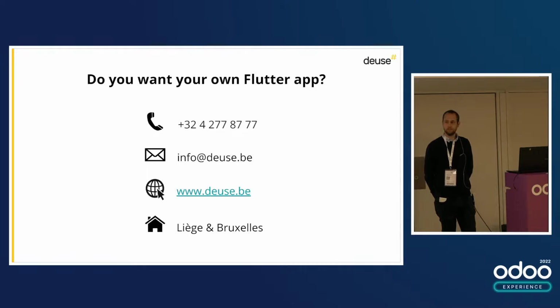So, what's your question? How does Odoo process this? How does Odoo receive this information? Is it a specific AI or API or something? Yeah, sorry. I'll repeat the question. So the question was, how does Odoo process the information coming from the app? Is this some specific API or something like that?